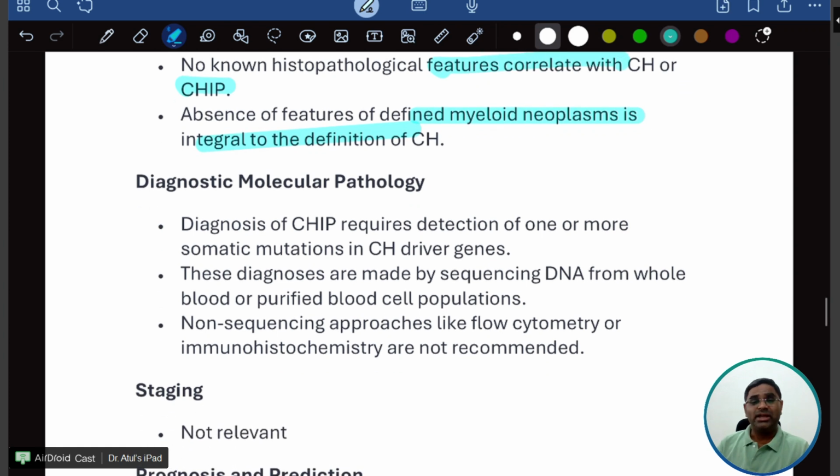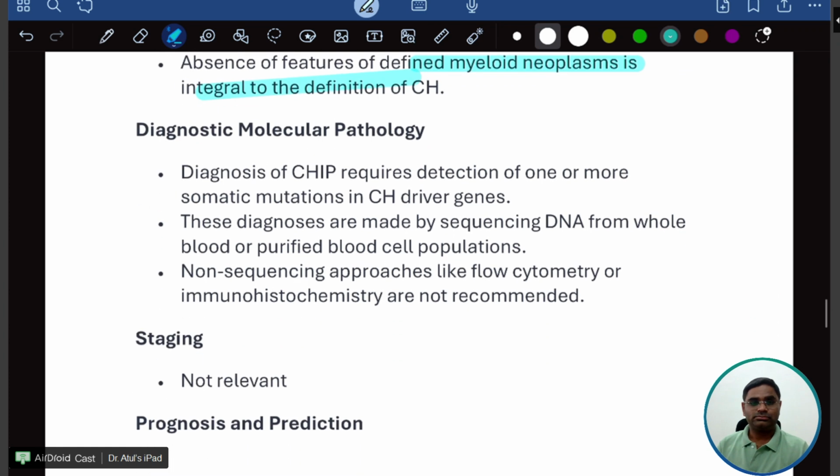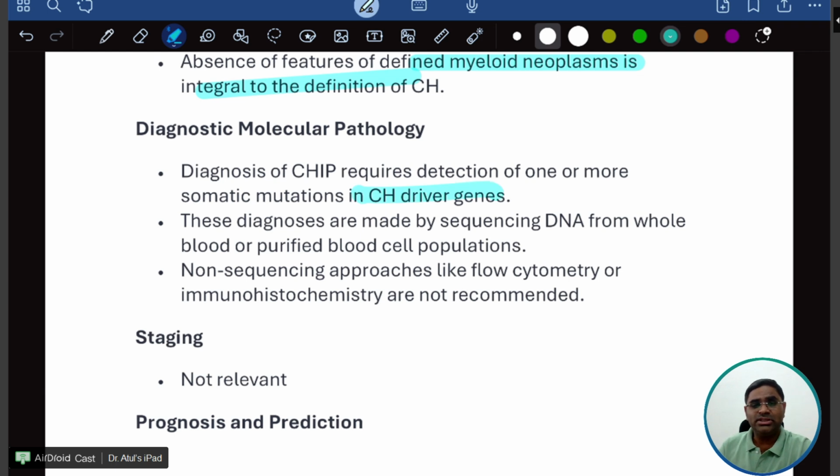Now the next is diagnostic molecular pathology. The diagnosis of CHIP requires detection of one or more somatic mutations in clonal hematopoiesis driver genes. These diagnoses are made by sequencing DNA from whole blood or purified blood cell populations. Non-sequencing approaches like flow cytometry or IHC are not recommended because they are not diagnostic in this case anyway.